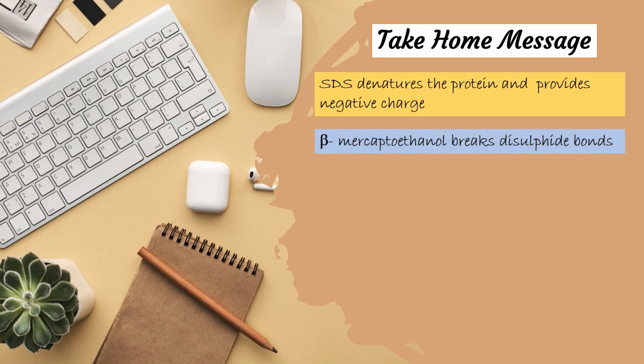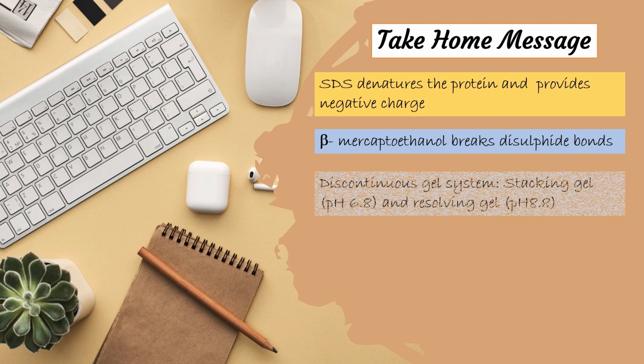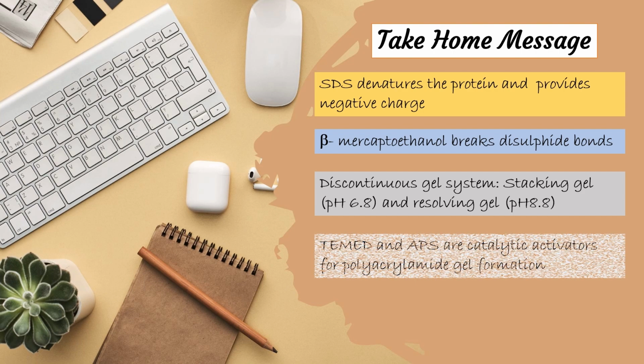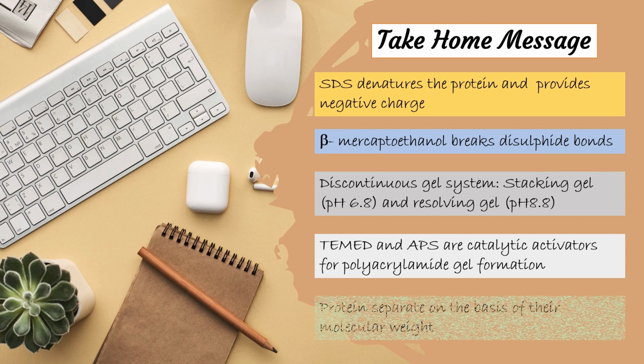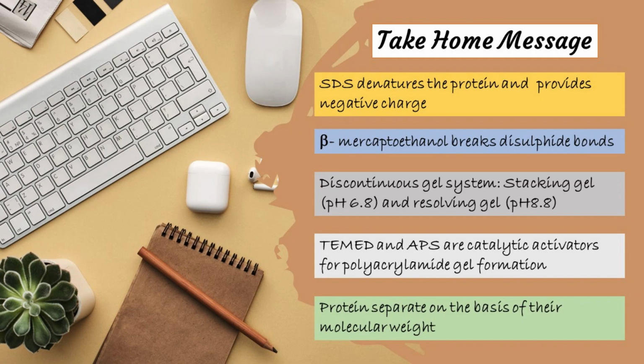This discontinuous gel system of SDS-PAGE consists of two gels, namely stacking gel, pH 6.8, and resolving gel, pH 8.8. TEMED and APS are catalytic activators for polyacrylamide gel formation. SDS-PAGE separates proteins based on their molecular weight.